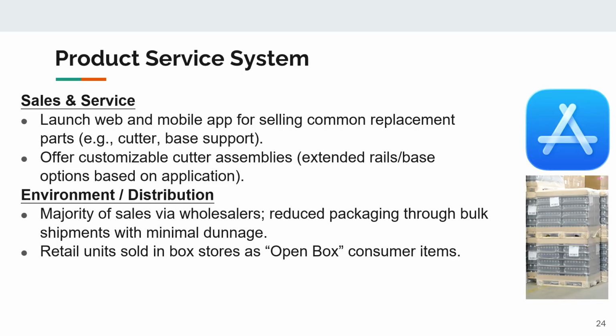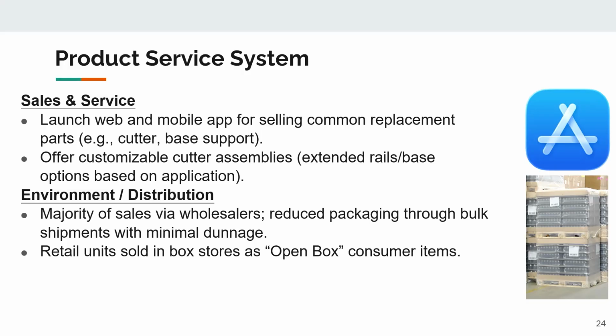Product service systems. From a sales and service point of view, we'd like to launch a mobile and web app for any common replacement parts, such as a cutter and the base support, which improves customer experience. We also want to add more customizable cutter assemblies, which improves the utility of the product. Then from an environmental and distribution point of view, we're going to reduce packaging by doing bulk shipments, and we'd have an open box product in stores so that we use less packaging and have a better impact on the environment.